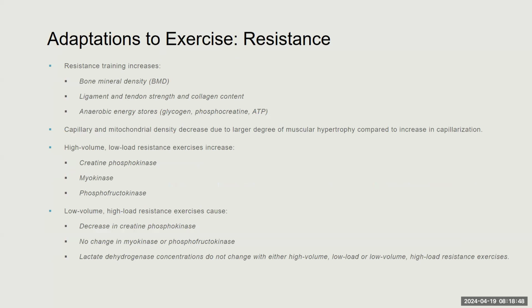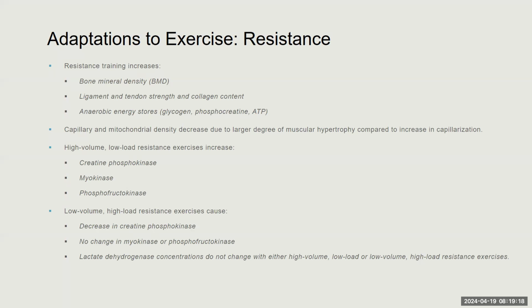Resistance training also increases bone mineral density, increases ligament and tendon strength and collagen content, and increases your anaerobic energy stores, so through glycogen and phosphocreatine. Your capillary and mitochondrial density actually will decrease due to a larger degree of muscular hypertrophy. And since you're focusing on mostly anaerobic anyways, you don't need as many mitochondria and capillaries.